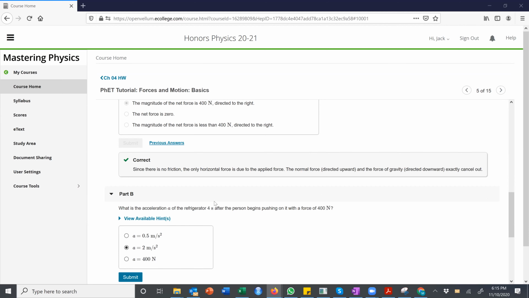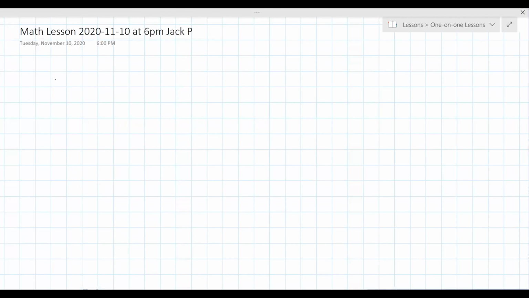Okay. So we have F equals ma. The force is 400. The mass is 200, and we're solving for a. So a equals 2. Is that okay? Is that clear? That is okay. Yes.